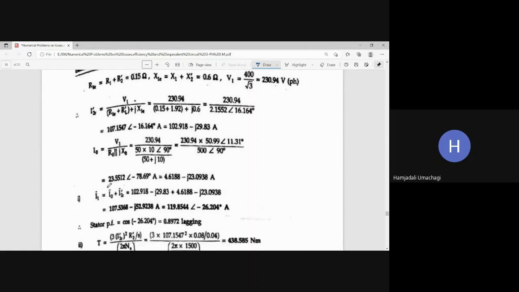After solving this, we get the no load current I naught. Therefore no load current I naught is equal to 23.5512 at an angle of 78.69 ampere in polar form, and in rectangular form it will be 4.6188 minus j 23.0938 ampere, having real and imaginary parts. This you should calculate in the beginning.